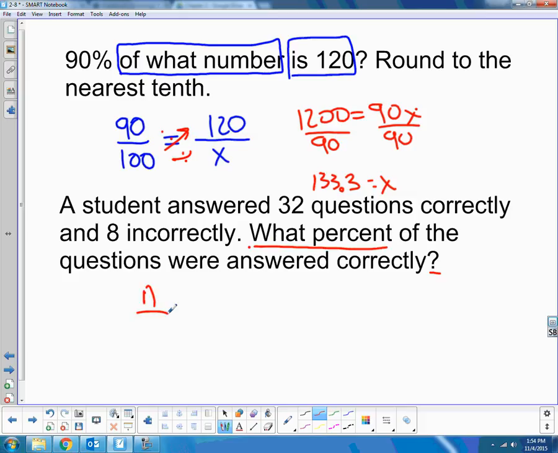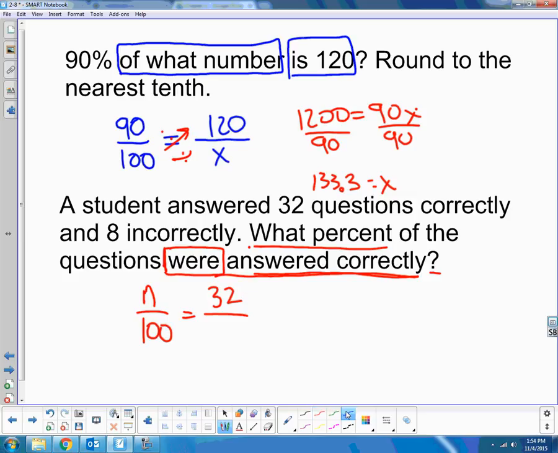So the percents are out of 100. We don't know the percent in this case. Equals is over of. Now again, is actually in this problem, but were is a different form of that word is. What percent of the questions is answered correctly? Poor grammar, but same idea. So that's our is number, answered correctly. Is answered correctly, 32 were answered correctly.